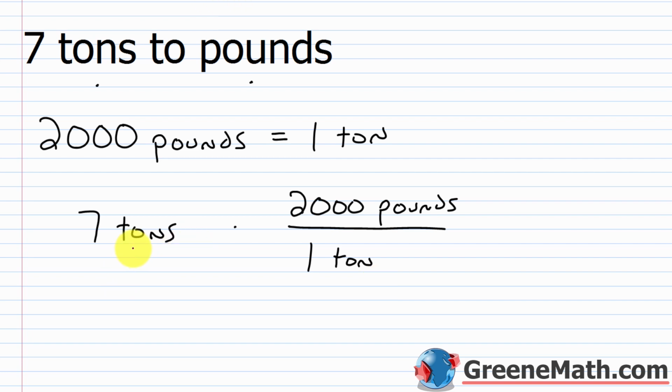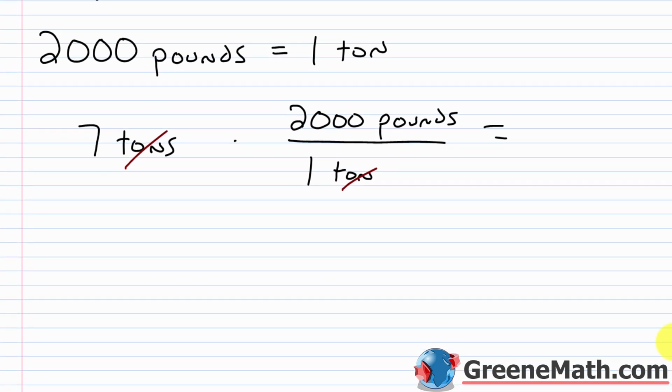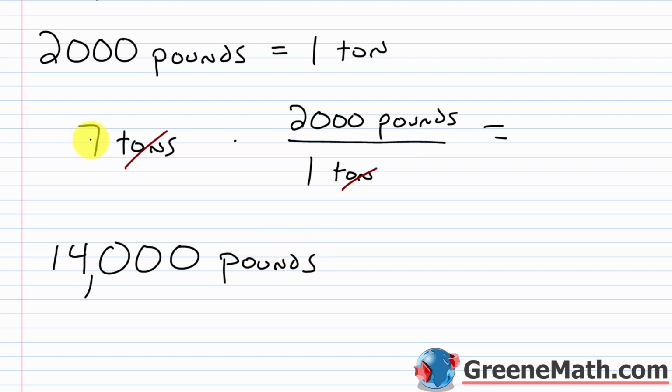These units here that you don't want are going to cancel. Tons is going to cancel with ton. And you just basically have 7 times 2,000, and then the units after that would be pounds. 7 times 2,000 is easy because of these trailing zeros. You do 7 times 2, that's going to give you 14, and you put 1, 2, 3 trailing zeros behind it. So you'd have 14,000. And then don't forget your units. It's going to be pounds. So 7 tons is going to be equal to 14,000 pounds.